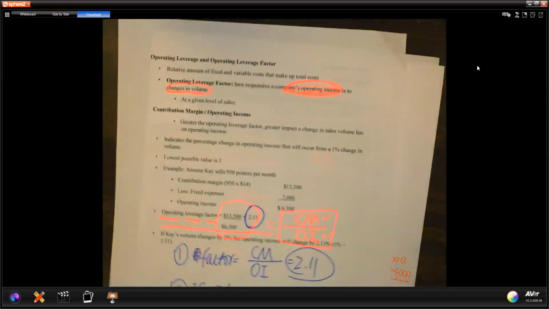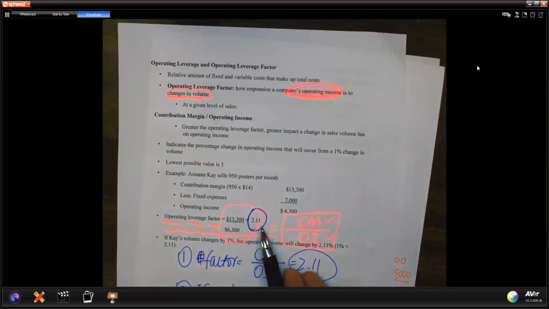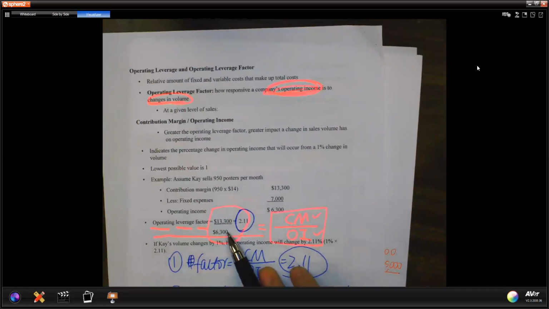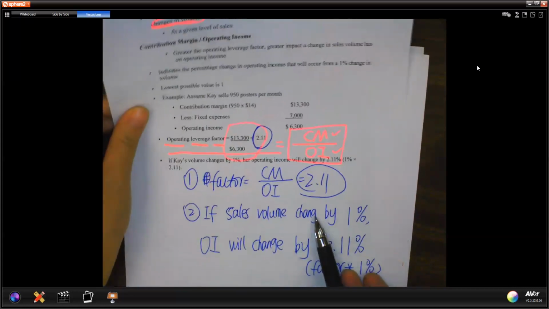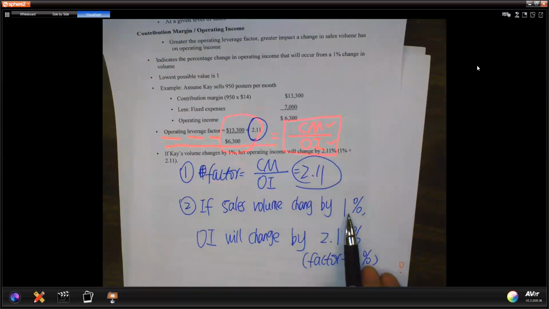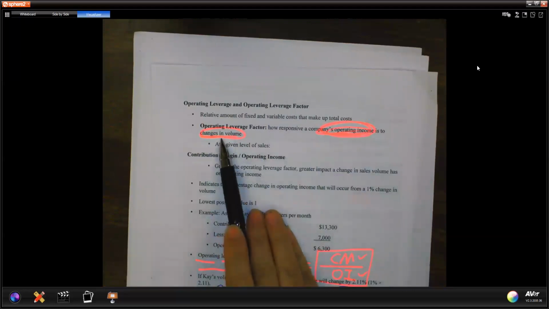Lastly, we talk about operating leverage. I don't really require you to understand that much. All you need to do is make sure you know how to get the factor, which is your contribution margin divided by your operating income, and what the meaning of it is. It means a 1% change of your selling units will cause a 2.11% change of your operating income. So it tells us how your operating income will change with the change of your volume.